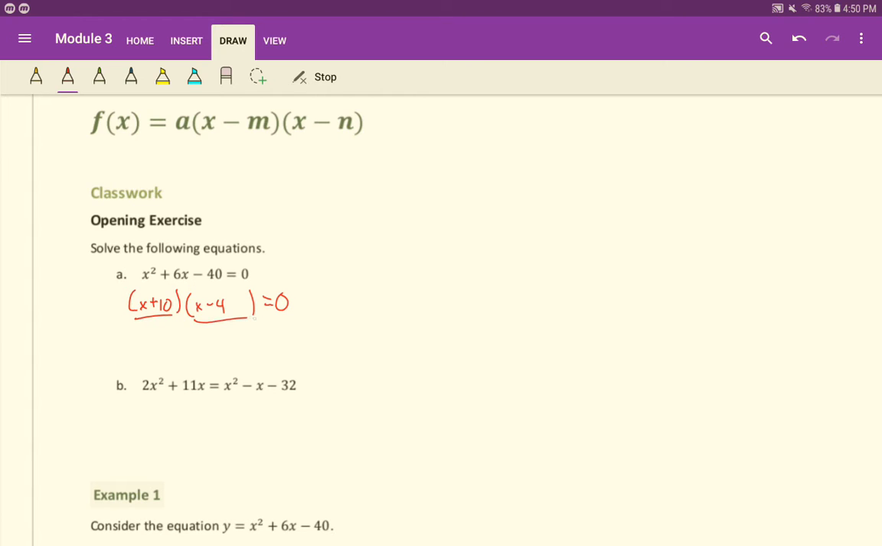And now we have a product of two things equal to 0. So we can go ahead and set each one of those two factors equal to 0 and solve. And so we get x equals negative 10 and x equals 4 as our two solutions there.